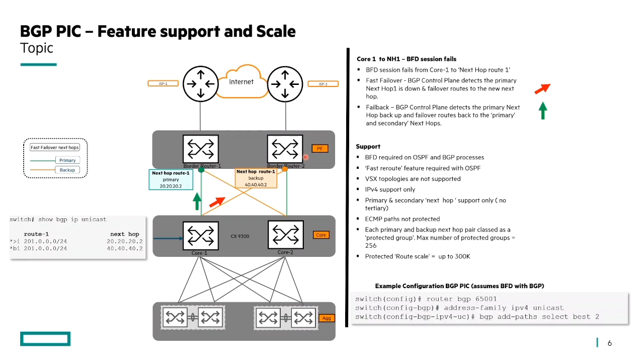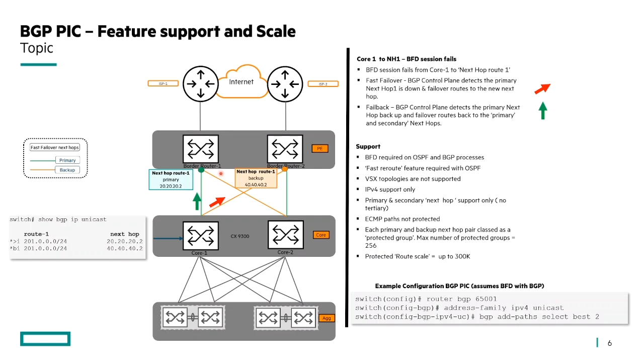Now that's a fast failover, and for the failback, when this original route next hop comes up and it's in the RIB, the routing information base, the BGP control plane detects the primary next hop is back up, and fails over the route to the primary next hop. So we get back to our original state of play of the primary and the secondary next hop. But the failback is just based on standard convergence times with the routing protocol. So the fast failover is from primary to backup, not from backup to primary.